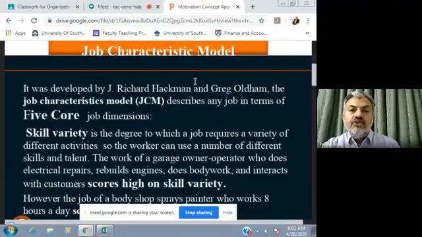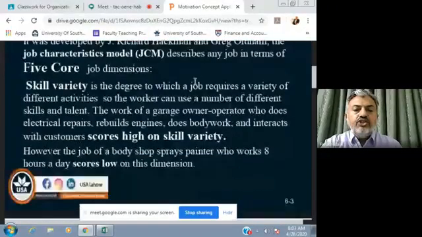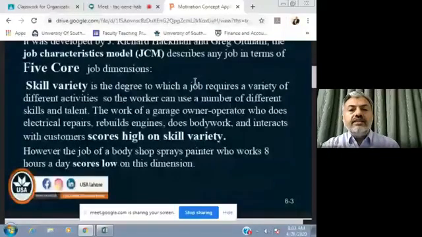So every job has 5 core job dimensions. One is skill variety, that is, the type of skill that is acquired or demonstrated by a person in an organization. Skill variety is the degree to which a job requires a variety of different activities, so the worker can use a number of different skills and talents.